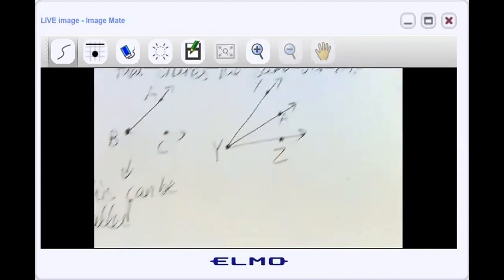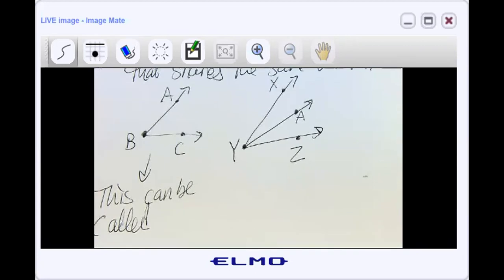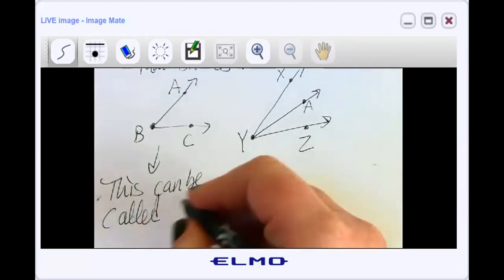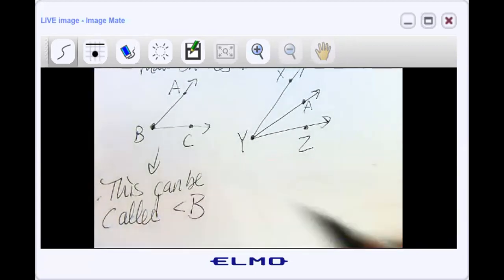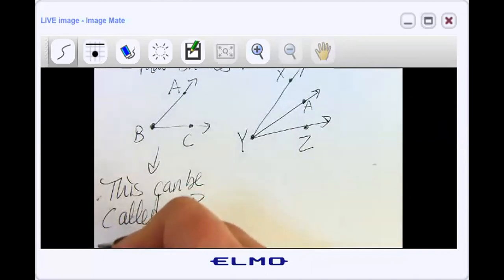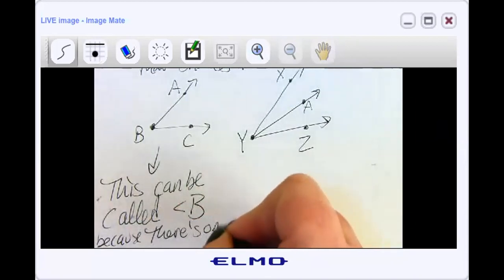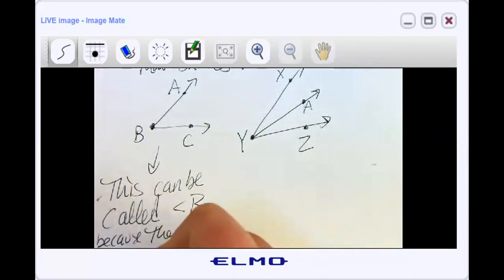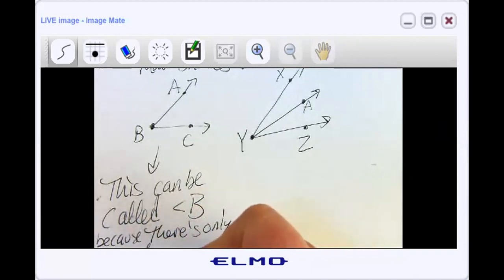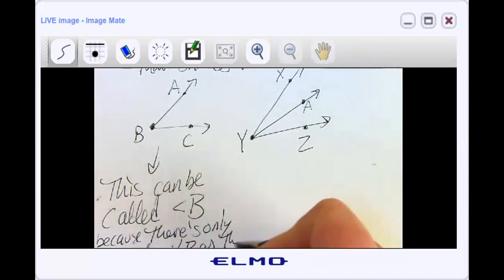So let's write that out here. This can be called angle B. Just angle B, that's it. Angle B, because there's only one angle that's attached to a vertex B. With B as the vertex, let's say that.